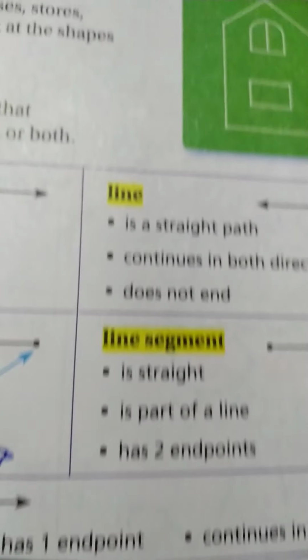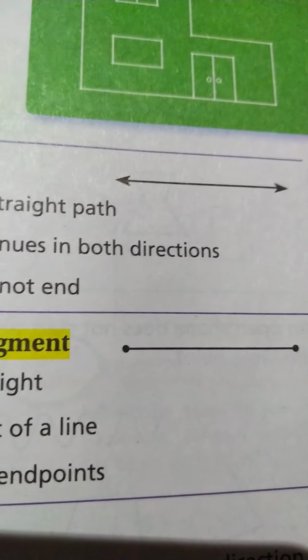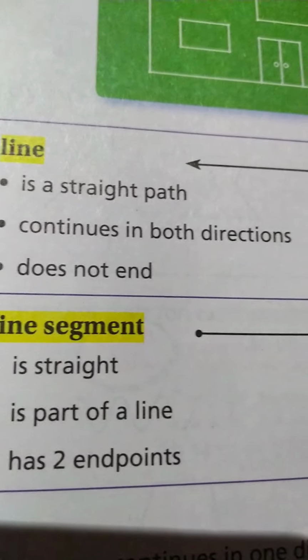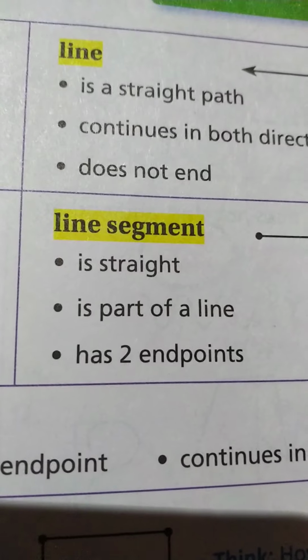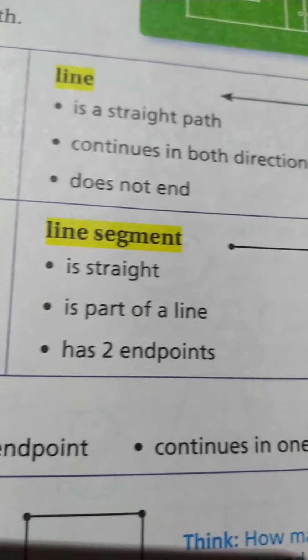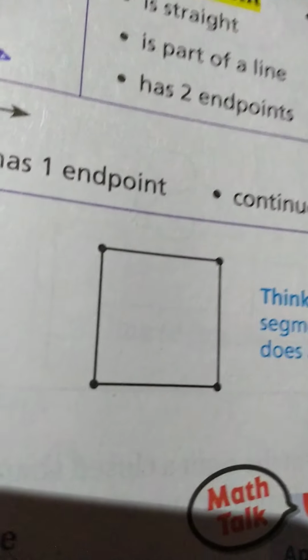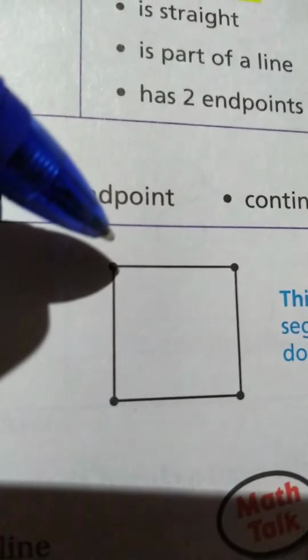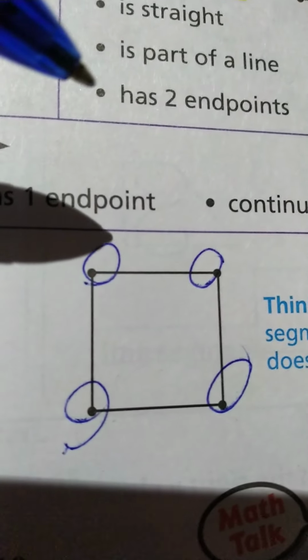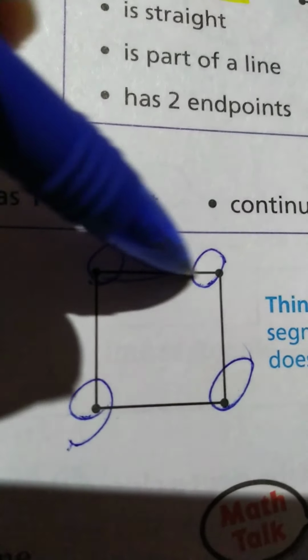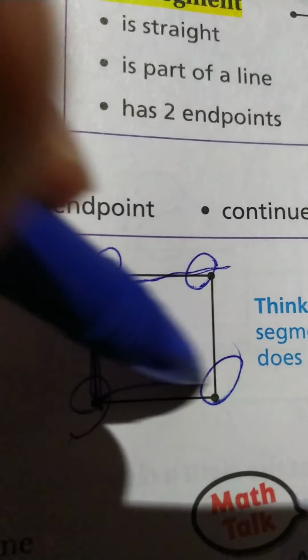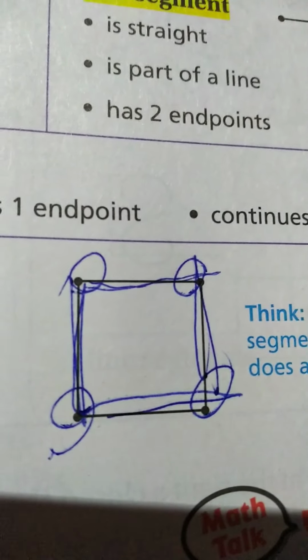All right, what else we got here? A line. So we drew a line, two arrows. It is a straight path, continues in both directions, does not end. A line segment we drew earlier is straight, is part of a line, has two endpoints. Okay. So down here is a square, right? If you notice, the square has how many endpoints? 1, 2, 3, 4. 4 endpoints. How many line segments? 1, 2, 3, 4. 4 line segments. Okay, I told you we're going to enter the magical world of shapes today.